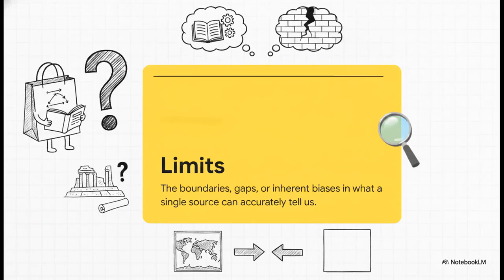And our final tool in the kit is understanding a source's limits. Every single source, no matter how fantastic, has boundaries, gaps, or inherent biases. For instance, that paper bag skit lesson plan, it's phenomenal for teaching story structure, but its limit is that it's not going to teach you historical facts. Recognizing what a source cannot tell you is honestly just as crucial as knowing what it can tell you.